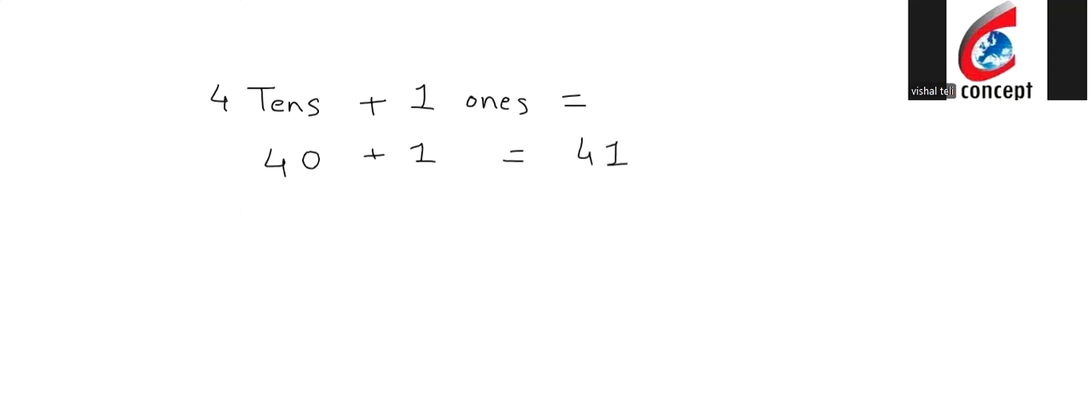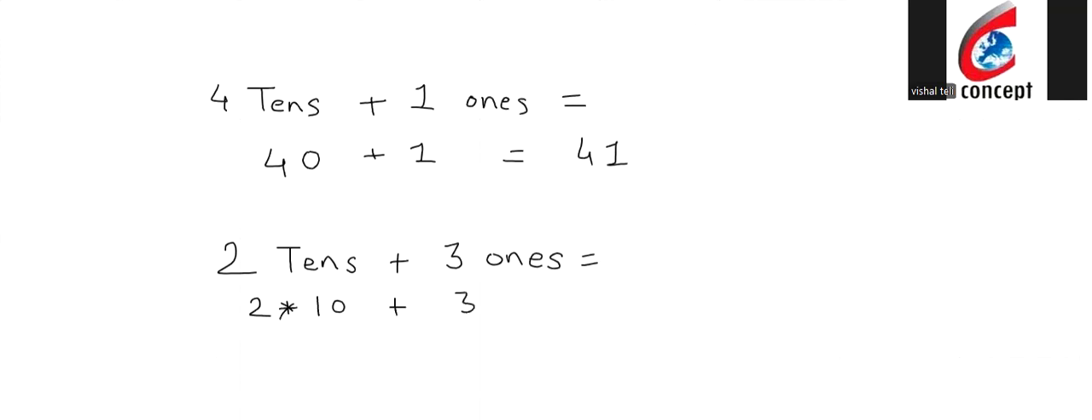This is 2 tens plus 3 ones is equal to, 2 tens means 2 into 10, plus 3. 2 tens are how much? 2 tens are 20. Okay, plus this 3, which is 20 plus 3 is 23.